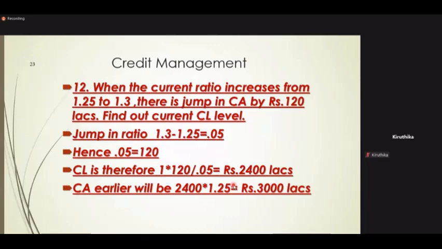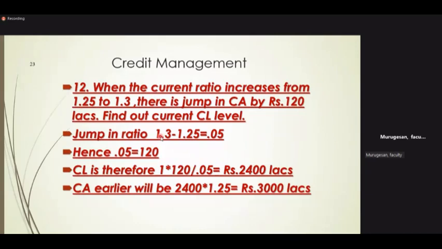Friends, you know the current ratio, you can note down CA divided by CL. Current assets divided by current liabilities equals the current ratio. Earlier the current ratio was 1.25. Now the new current ratio is 1.3. Why? Because current liabilities have no change, but current assets have increased by 120 lakhs.